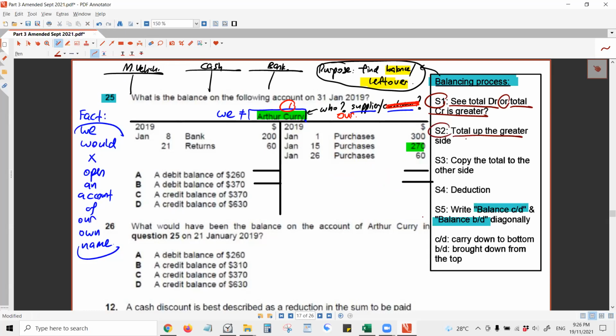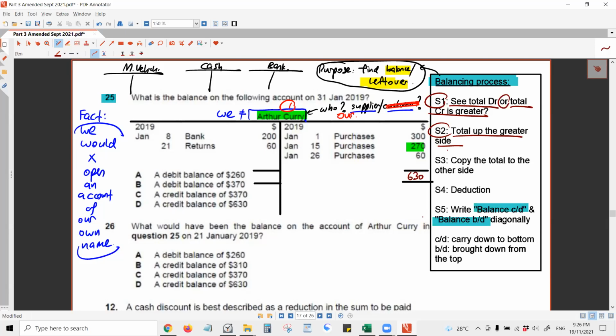And then total up the greater side. So 300 plus 270 plus 60 is 630. Okay, right here, 630. Yes, step two finished.